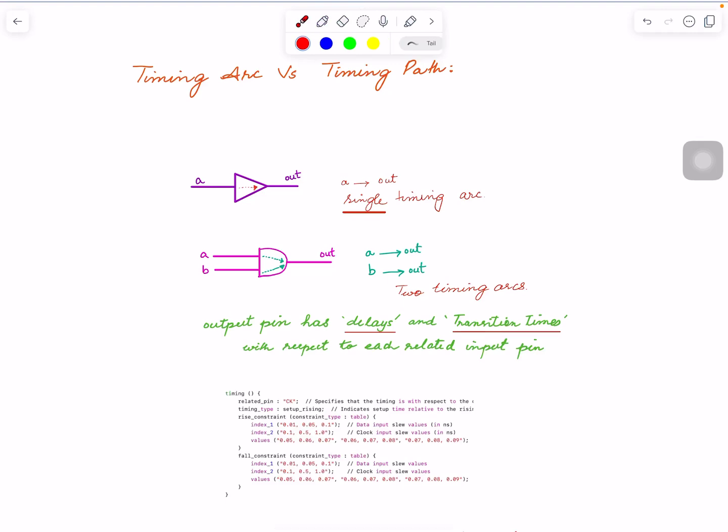Hi, this is Rashid, and today we are going to look into the second part of static timing analysis, or timing. Whenever I say timing, I mean static timing analysis.